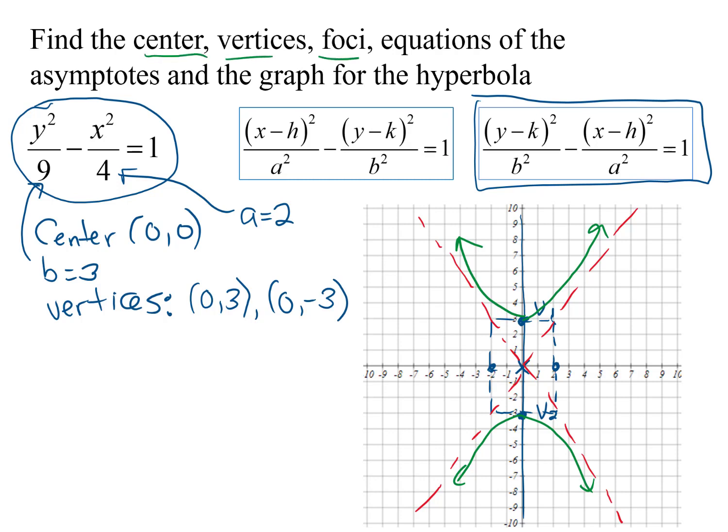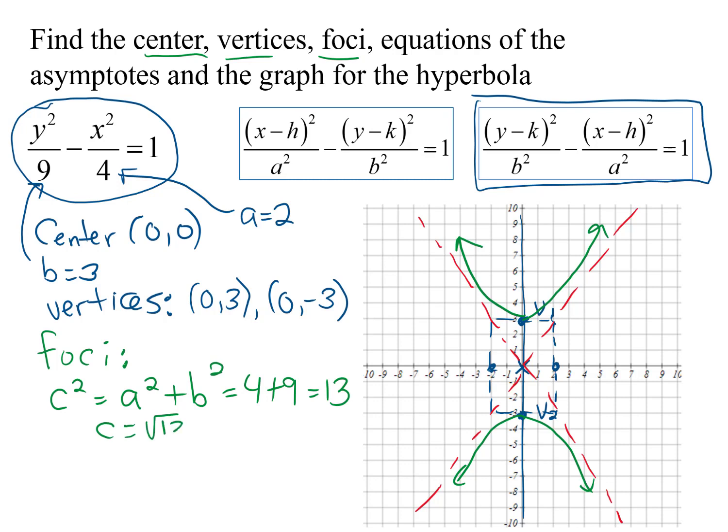They want the foci. Okay, the foci are located within each branch of the hyperbola, so they will be along the transverse axis, and they are c away from the center. Well, the connection between c and a and b is c squared equals a squared plus b squared. So that's going to be 4 plus 9, which is 13. So c would be the square root of 13.